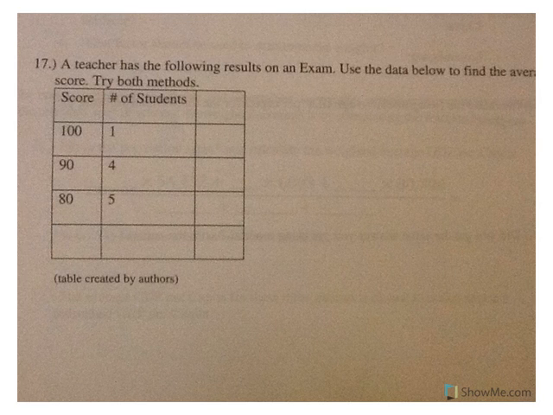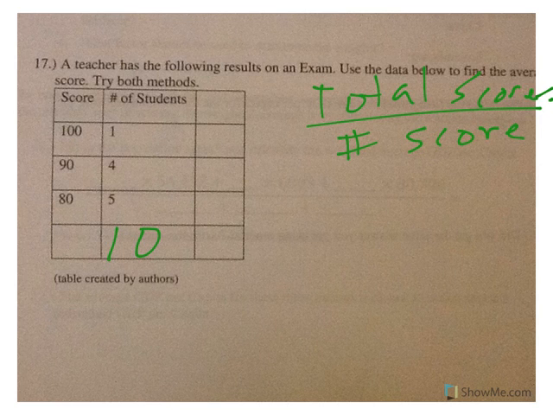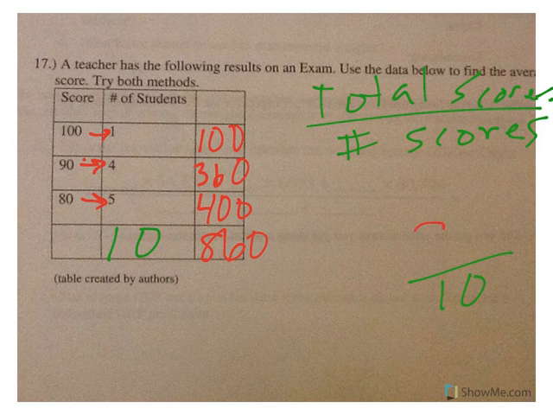I say, okay, I have 10 scores total, right? So I'm going to do total scores divided by number of scores. So I know that my denominator is going to be 10 because I have 10 scores. So I need to find my total. I multiply across. 100 times 1 is 100. 90 times 4 is 360, and 80 times 5 is 400. So my total scores is 860. If I take 860 and divide it by 10, my average score is an 86.